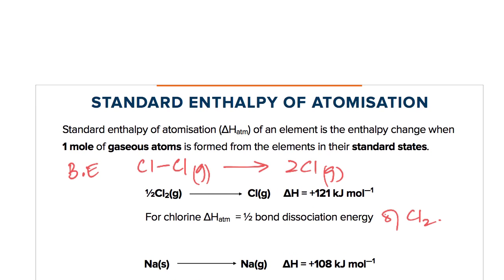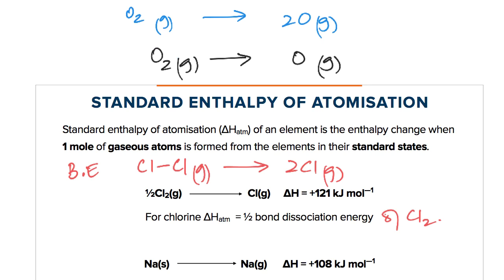If I do the same thing for oxygen, the bond energy of oxygen is when the O2 molecule breaks the double bond to make 2 moles of O gaseous atoms. On the other hand, atomization of oxygen will be to make one mole of gaseous atoms from oxygen in the standard state. And in this case also, the atomization of oxygen is half the bond energy of the oxygen molecule. So here is a relationship.